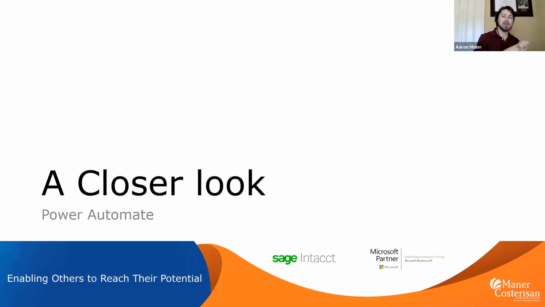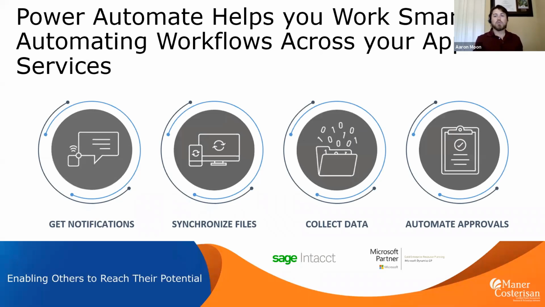So as we move forward here, I'm going to start talking about the next section, which is Power Automate. So let's dive in and talk about what Power Automate is. Power Automate is really a workflow automation tool. It's about helping to move data around, send and receive notifications, do different types of approvals processing.